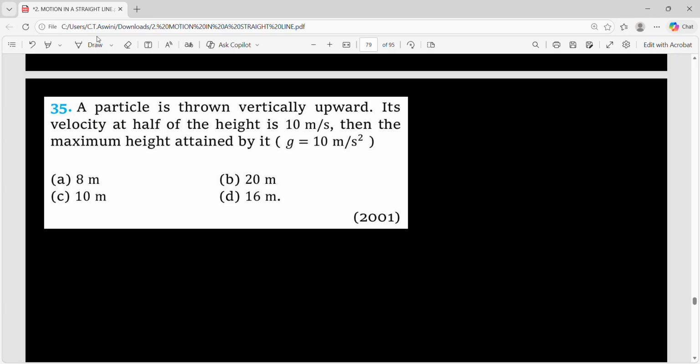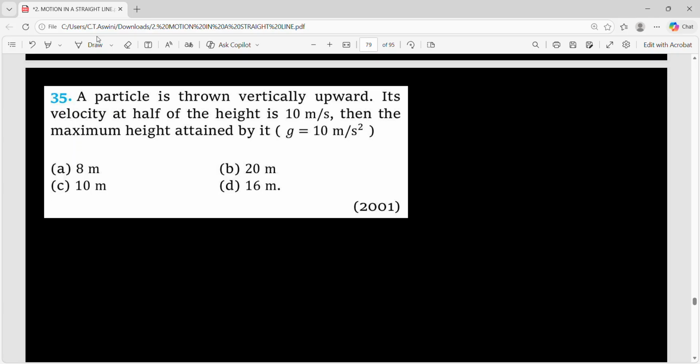See this one. A particle is thrown vertically upward. Its velocity at half the height is 10 meter per second. Then the maximum height attained by it. This is like the same previous question, right? Will you do this?